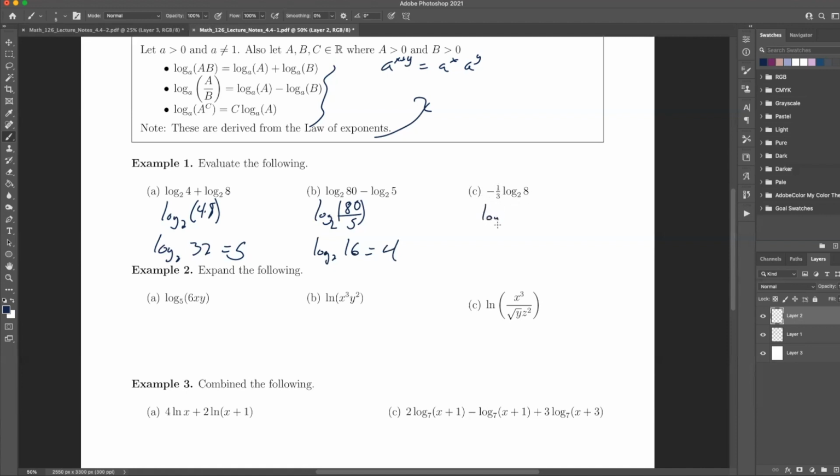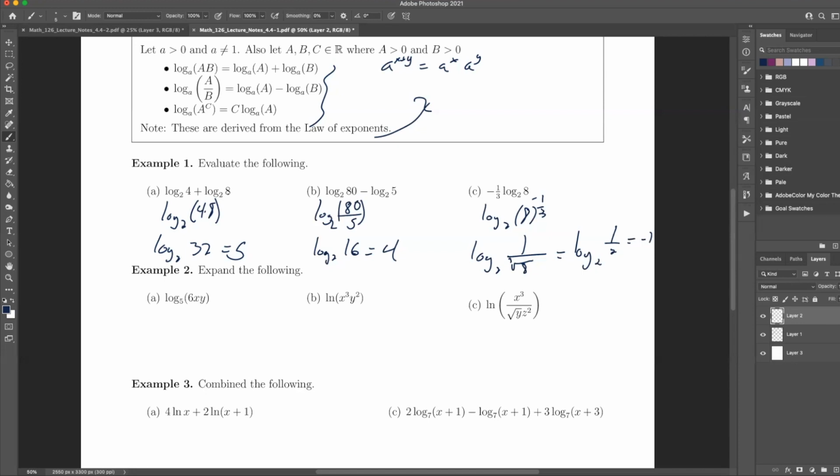Here I'm going to say log base 2 of 8 to the negative 1/3 power. All right, so what can I do with this? Well, that's the same thing as log base 2 of 1 over the cube root of 8. Well, what's the cube root of 8? The cube root of 8 is 2. So this is the log base 2 of a half. So 2 raised to what power is a half? Well, it's negative 1.